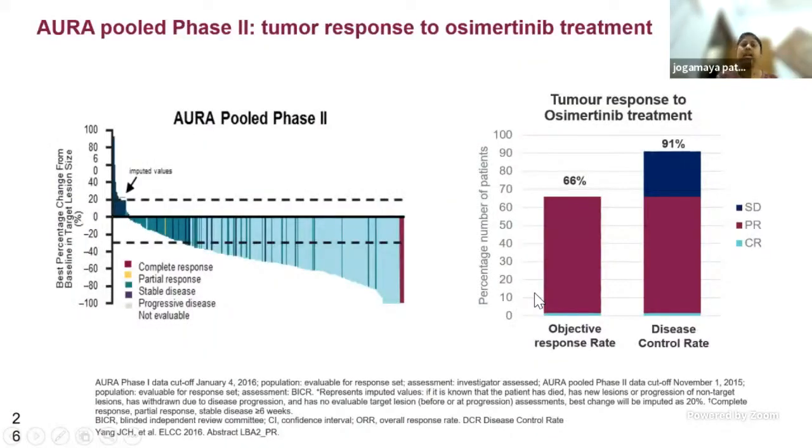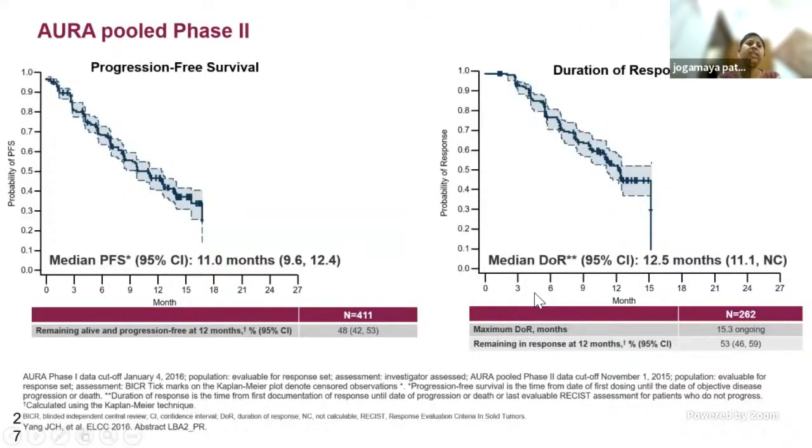pooled analysis, they found that the objective response rate was almost 66%, and the disease control rate was almost 91% in patients who were treated with osimertinib. And AURA pooled phase 2 data showed that the median progression-free survival was 11 months and the median duration of response was 12.5 months.